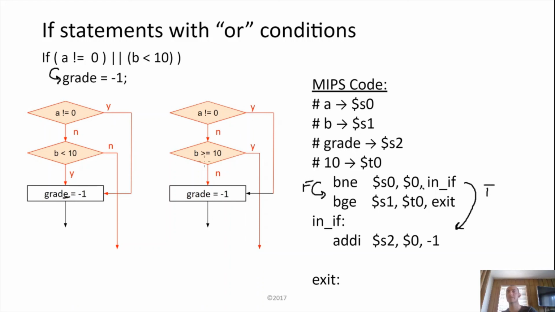Same thing that is happening here. Then we are checking this one. This time, if this is true, we are jumping out. We are not going to the statement. So the label that we have is different, it is exit. And if that is true, we are going to the exit. If this is false, it's going to the add.